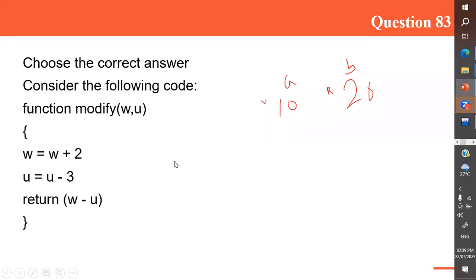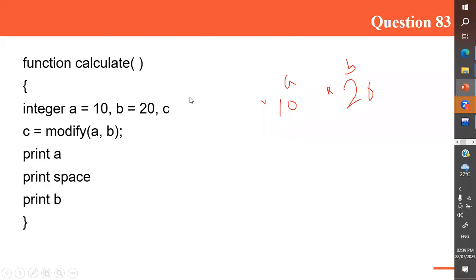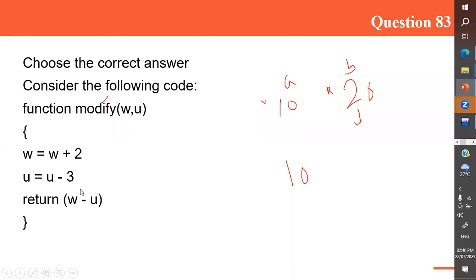Now tell me, first, whatever modification we make for A, will it affect us anyway? No, right? So first value will be 10 only, because after calling the function or before calling the function, it is called by value. As it is called by value, it will print 10 only. Second value, what will happen? We have to print. Second value is passed by reference. Whatever modification we make, that will affect us. What is the modification we are making? U minus 3. U minus 3 means 20 minus 3, which is 17. So U becomes 17 as well as B becomes 17.